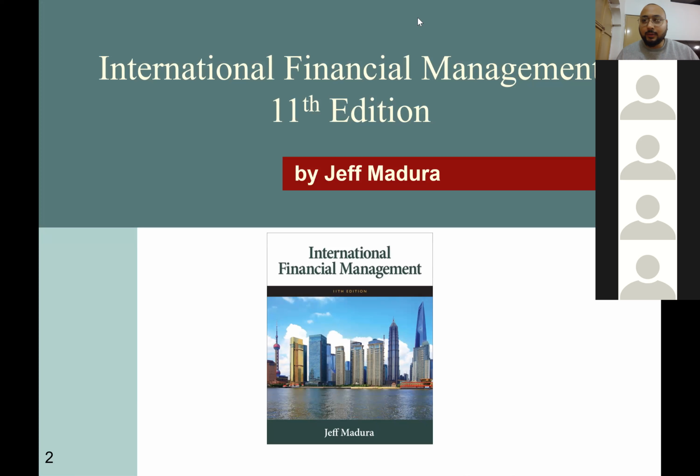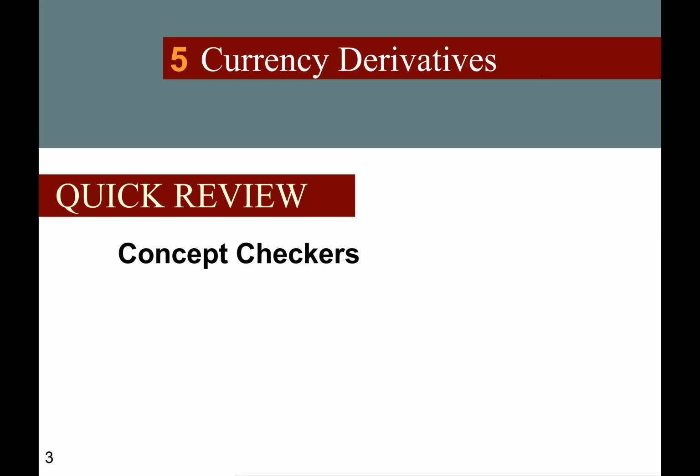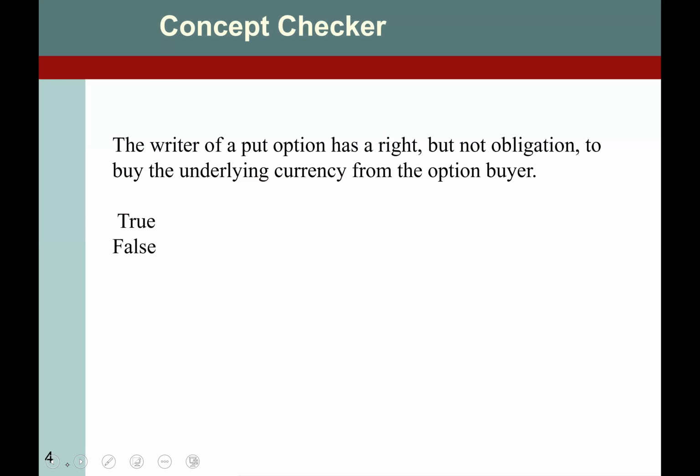So let's talk about the quick review regarding our chapter on currency derivatives. Let's start from our first concept checker. Okay, now answer this question. The writer of a put option has a right but not obligation to buy the underlying currency from the option buyer. So recall the discussion on put option and remember, who is this? Writer. So it's true or false.